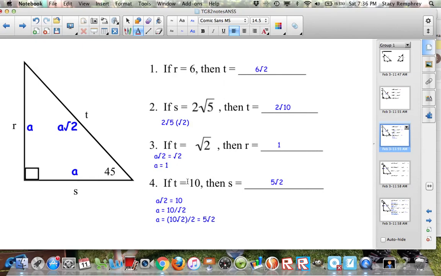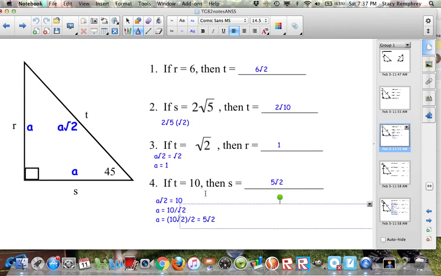Number 4 is probably the trickiest one. If t equals root 10, t equals 10. So in this one, the a root 2 side over here is equal to 10. Okay, well that's nice, but I need to figure out what these are. So I said, okay, if a root 2 equals 10, what will a be? I divided both sides by the square root of 2. That's this step right here.